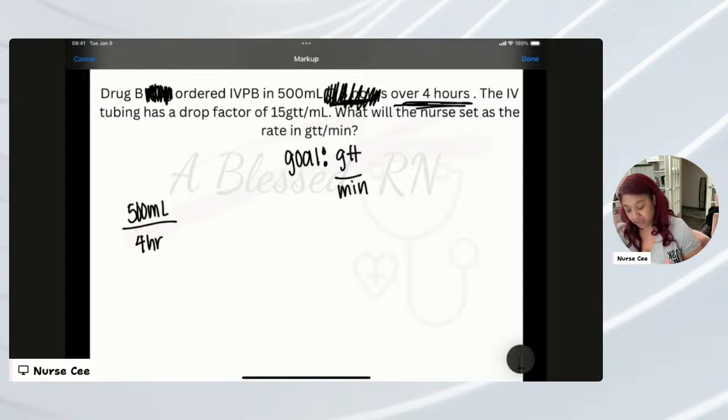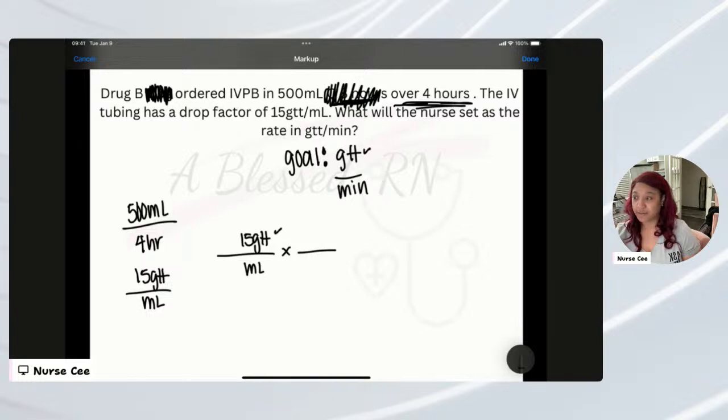Okay. And then your drop factor is 15 drops per mL. So now we're going to start with what it is that we're looking for: 15 drops over mL. Drops is already on the top. Boom. Now everything else has to cancel out except for minutes on the bottom. So I'll do 500 mL over 4 hours. Boom. Milliliters cross out. Now I have hours at the bottom.